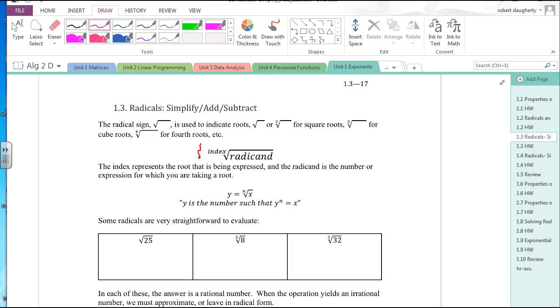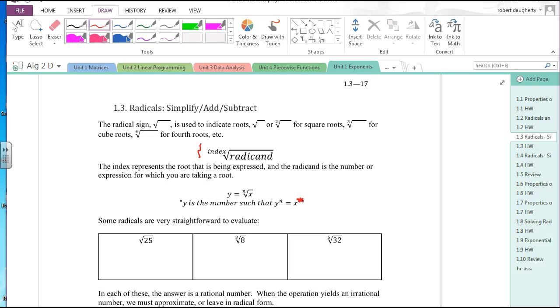What you really need to be comfortable with is knowing that when you see this, y is the nth root of x, okay? So if y is the nth root of x, then when I raise both sides of this equation to the nth power, I know that y to the n is equal to x, okay?